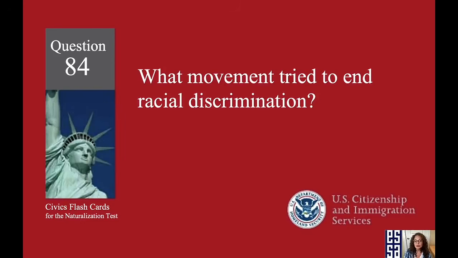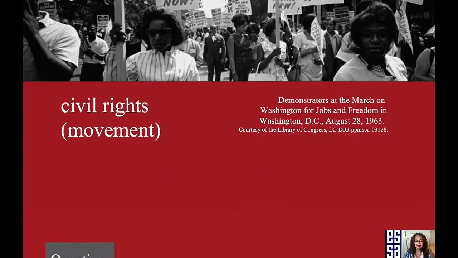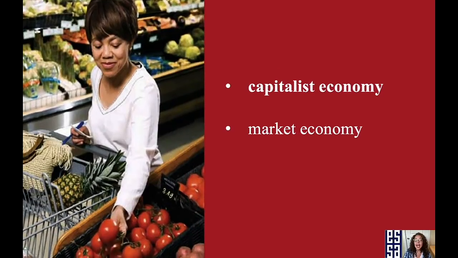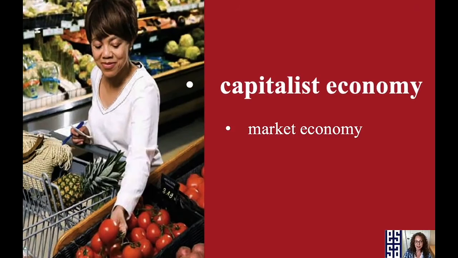What movement tried to end racial discrimination? Civil rights movement. What is the economic system in the United States? It's a capitalist economy.